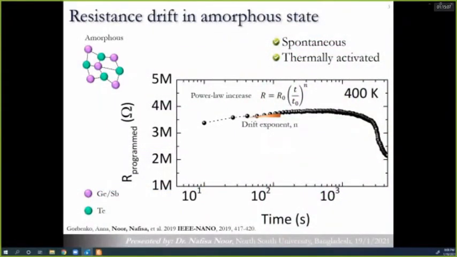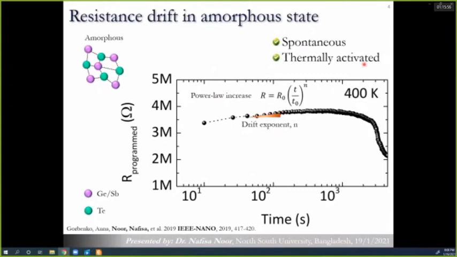Now there is another problem in the multi-level cell operations: phase change memory experiences drift of resistance, which is spontaneous and thermally activated. And this drift of resistance is mostly and severely experienced in the amorphous phase. The intermediate states also experience this resistance drift to some extent, but the amorphous phase experiences it the most. The HCP phase does not experience any resistance drift, and the FCC experiences very slight drift. In the amorphous phase, we have the power law behavior, and we can define a drift exponent to define how much drift we observe.